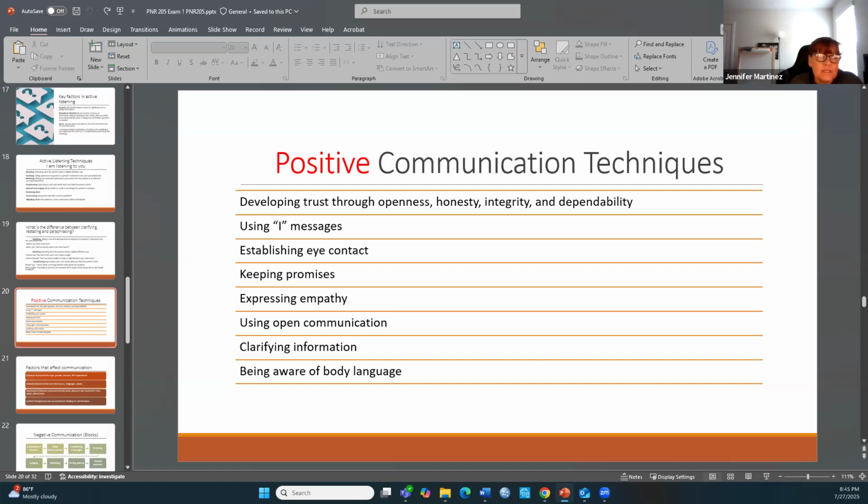Empathy. What's the difference between empathy and sympathy? With empathy, you understand their feelings, and with sympathy, you feel their feelings. Right.